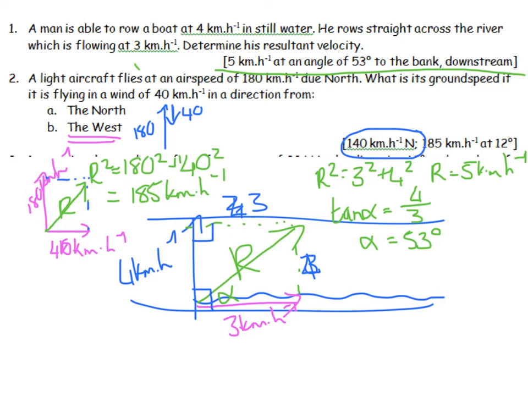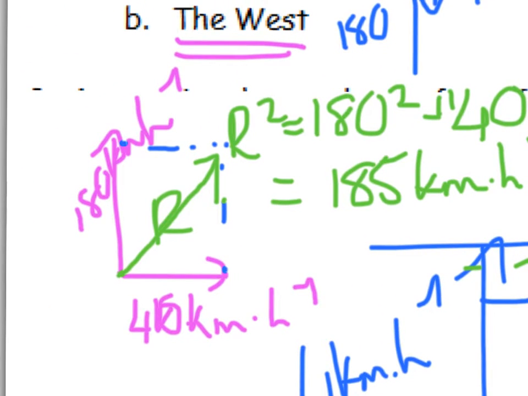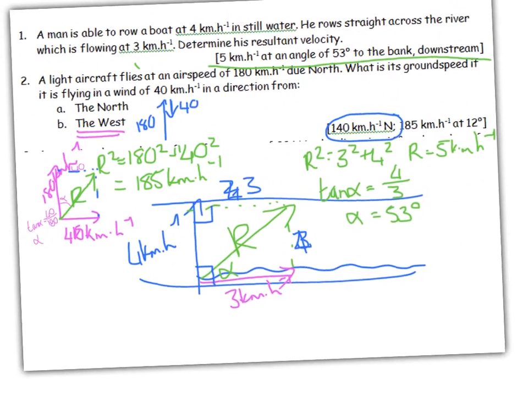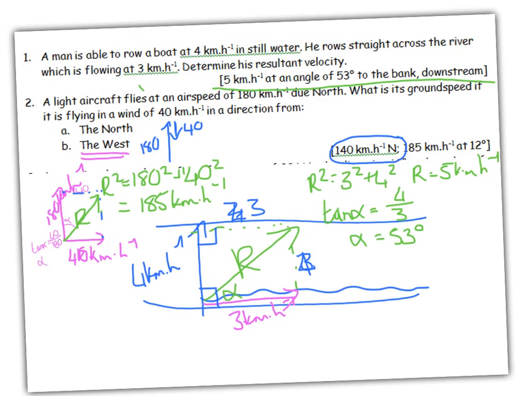Again, this side over here is going to be 180. That over there is 40, that over there is 40. So if I'm going to look for the bearing angle, let's look over there, that angle over there is of interest. So I'm going to say tan of alpha is equal to my opposite side, which is 40, over my adjacent side, which is 180, and I land up with alpha being equal to 12 degrees. So it's 185 kilometers per hour on a bearing of 12 degrees.